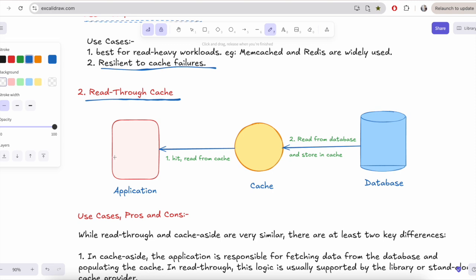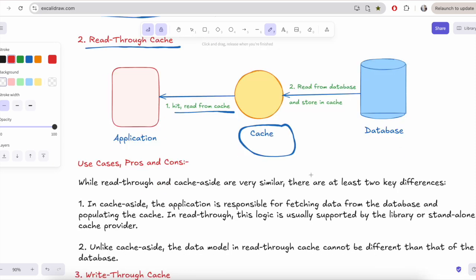So here, if the client is requesting any data, the application will check first in the cache. If there is a cache hit, it will return the data to the client. If the data is not there in the cache, the cache will get the data from the database. The application is not querying the DB and getting the data now. Okay, so here is the catch.